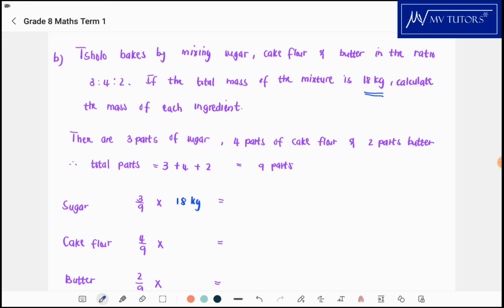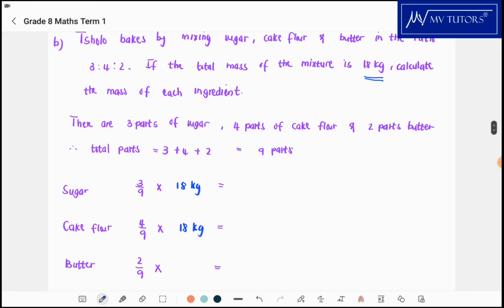Okay. Cake flour, 4 parts out of 9 multiplied by 18, which is the total part. And then butter, 2 over 9, right? Which is going to be multiplied by 18 kilogram. So now I have 3 over 9 multiplied by 18 over 1.